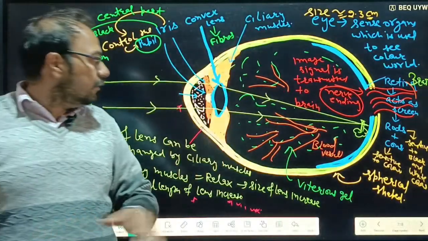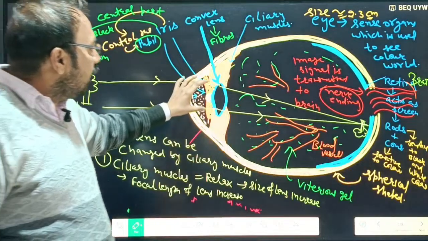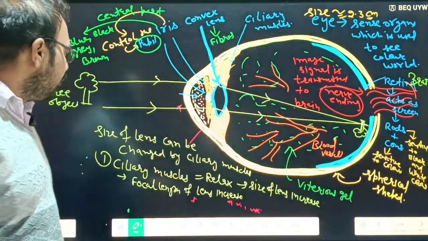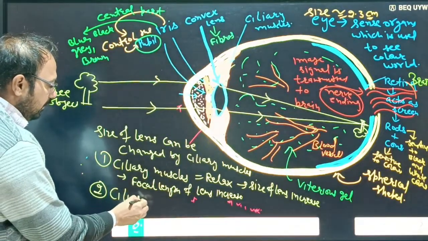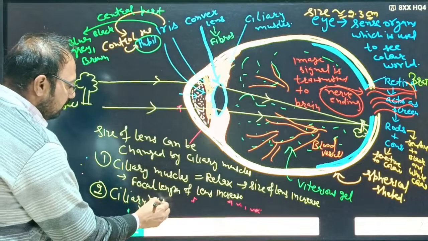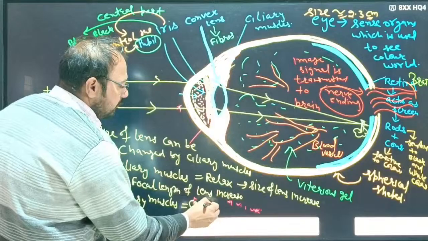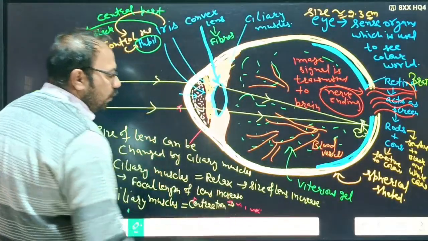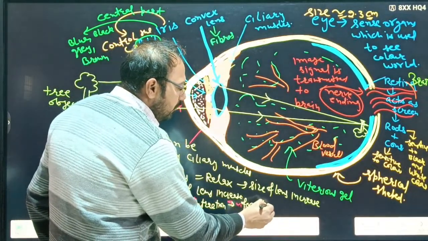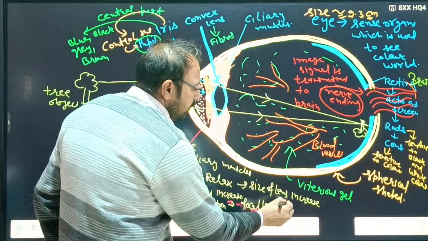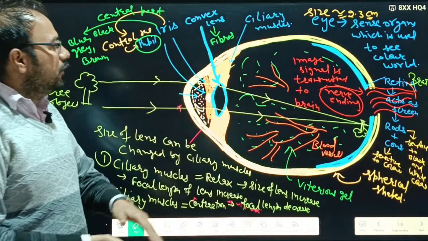In the case of relaxing, but when the ciliary muscles contract, what happens? The size of the lens is reduced, that is, it shrinks. Second, when the ciliary muscles contract, the focal length decreases. Okay. So if the focal length decreases, what happens?